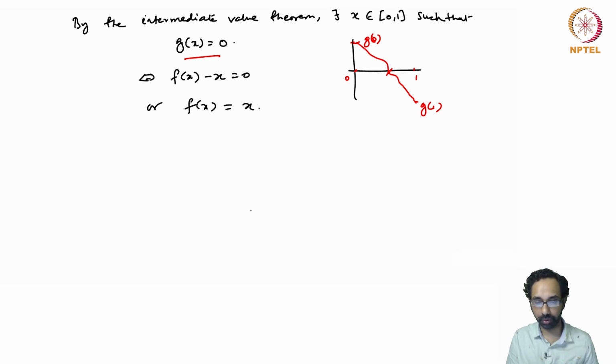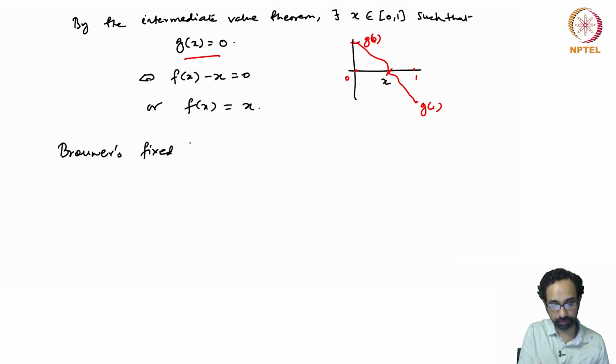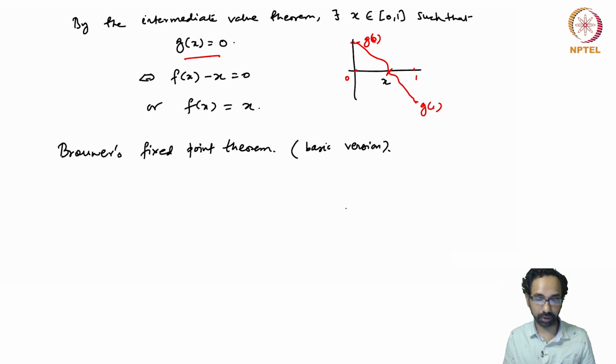So we have found a point x for which f(x) is equal to x, and this is known as Brouwer's fixed point theorem, and this is a very basic version of Brouwer's fixed point theorem. There are much more sophisticated versions of the theorem which require different techniques to prove, but as a simple application of the intermediate value theorem we can show this result.